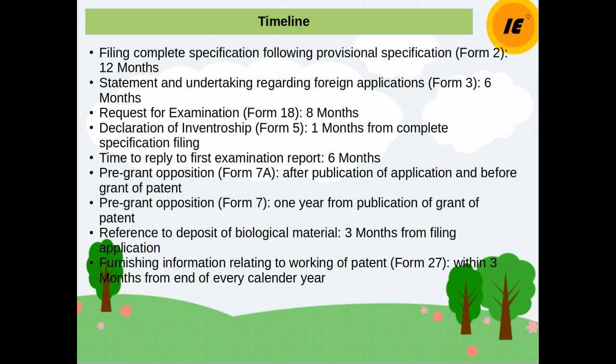What is the time to reply to the first examination report? That is in general 6 months, and that can be extended by 3 months. That means 6 plus 3, 9 months, and after that you will not get any extension. There is something called pre-grant opposition that we are discussing, and that is through Form 7A, after publication of the application and before grant of the patent.